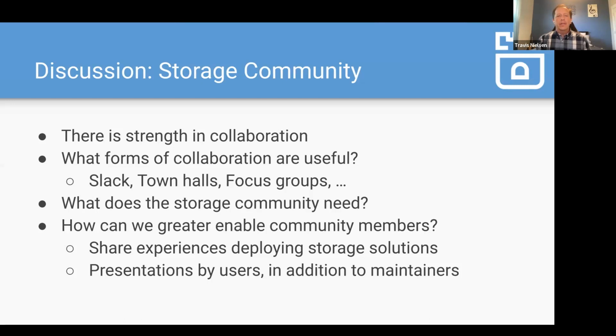And I know, as Whitney already mentioned, there's the meetups and all of that. The last point, I guess, like I said, we love presentations by users, not just maintainers who talk about the engineering efforts.